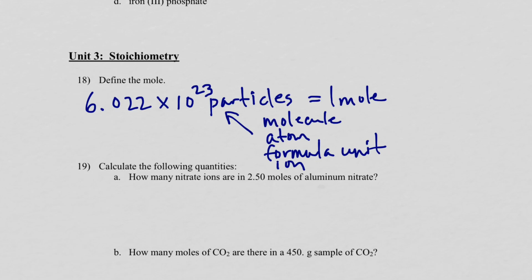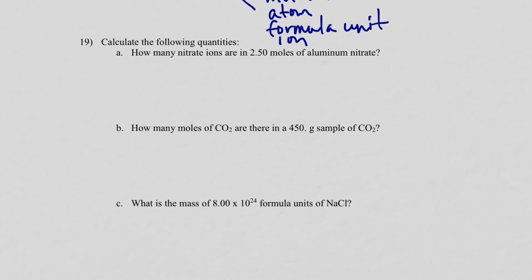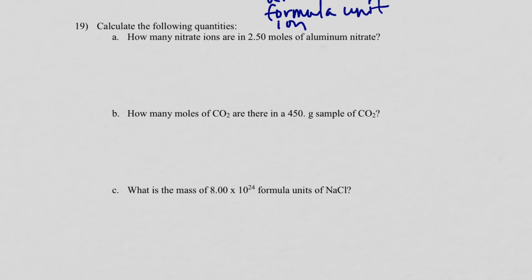So now let's see if we can put this into practice, starting with number 19. Number 19 says calculate the following quantities, and we're going to go through A, B, and C here. Starting with letter A, how many nitrate ions are there in 2.5 moles of aluminum nitrate? Step 1 is you first need to know what aluminum nitrate is. So aluminum is Al plus 3 according to its location on the periodic table, and nitrate is a polyatomic ion, NO3 negative 1, which can be found in your ions list and was one of the ones we memorized earlier in the fall.